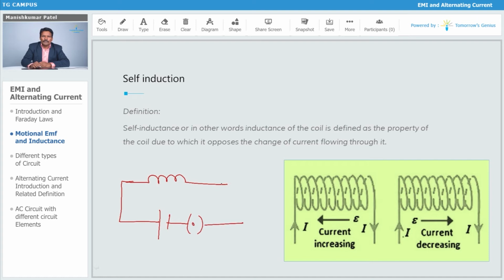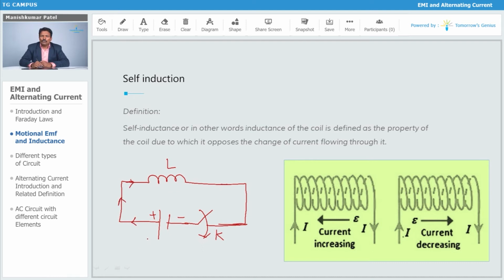I'm showing it likewise, or instead you can show the switch like this, so you can open and close it. Let's say I can make that switch open or close over here. Let's say this is the inductor. Now when you close this switch, the current starts to flow through this circuit.